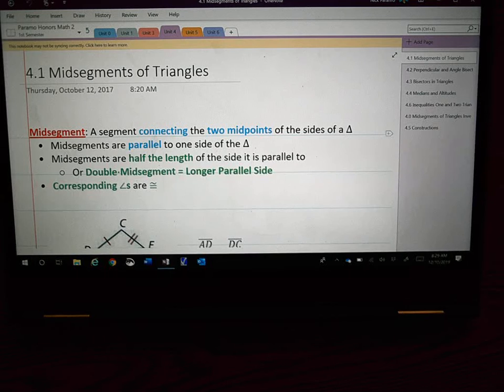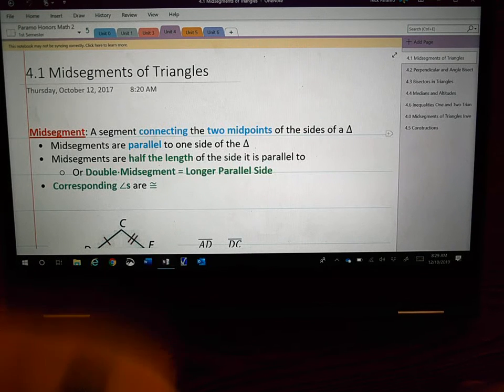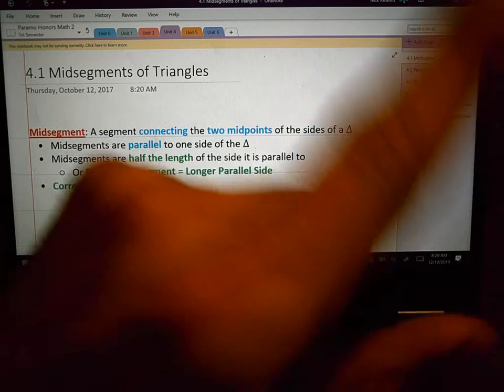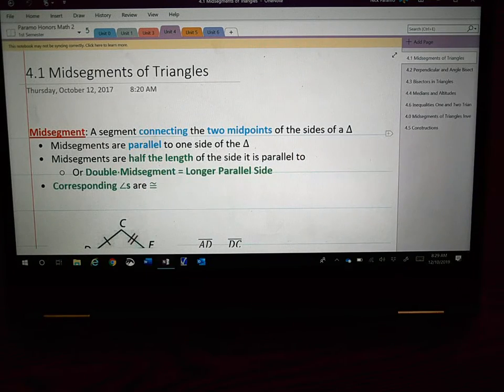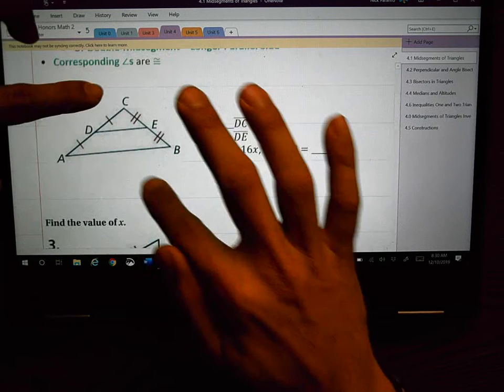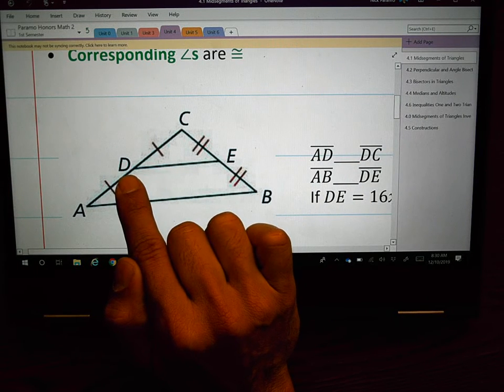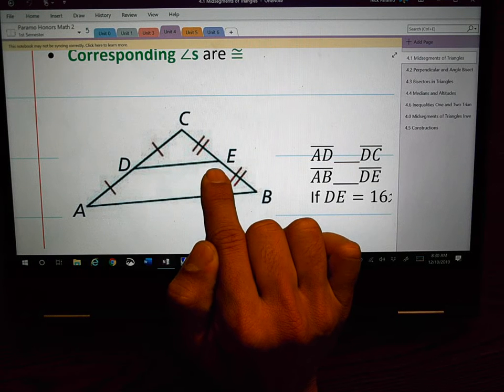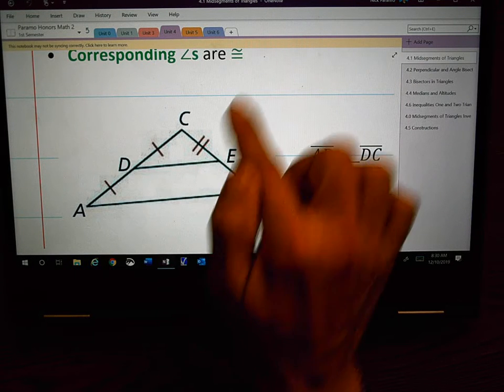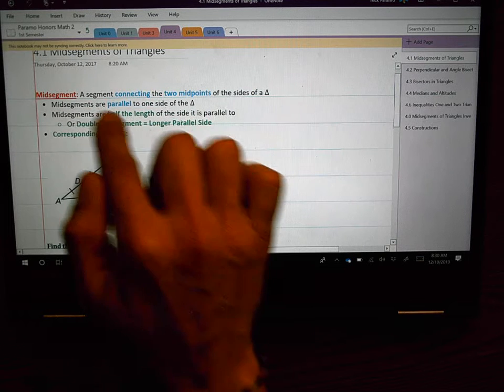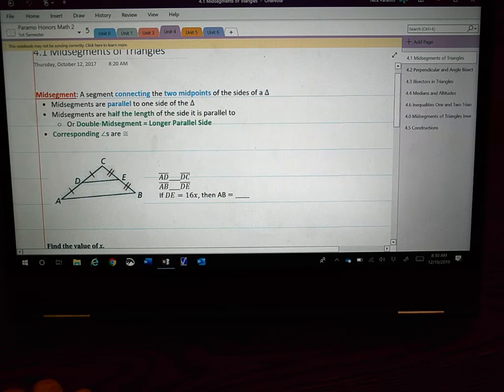So what was Chapter 4 about? Chapter 4 was about triangles, and what happens when you do certain things to triangles. And the first one was, what happens when you connect a midpoint from one side of a triangle to a midpoint on the other side? That created something called a midsegment.